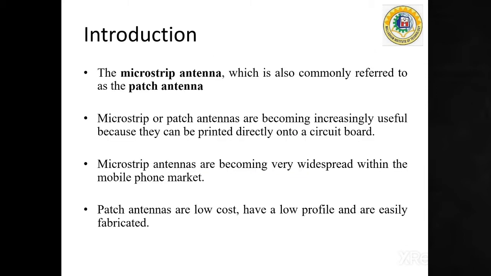Introduction. The microstrip antenna, which is also commonly referred to as the patch antenna. Microstrip or patch antennas are becoming increasingly useful because they can be printed directly onto a circuit board. Microstrip antennas are becoming very widespread within the mobile phone market. Patch antennas are low cost, have low profile and are easily fabricated. This is also known as microstrip patch antenna.